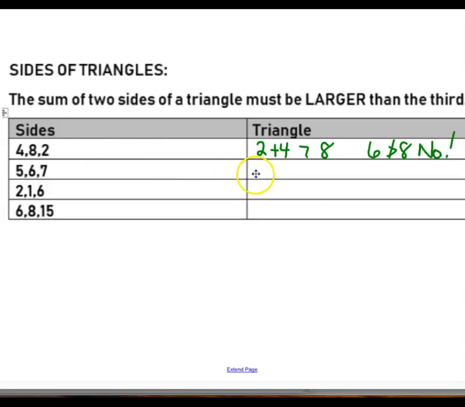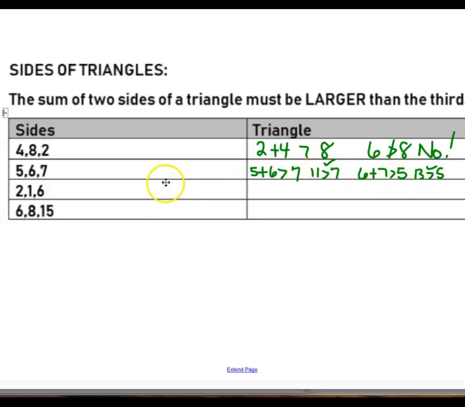Then we have 5, 6, and 7. So we're going to start with the two smallest. So we say 5 plus 6 is greater than 7. And we know it is because 11 is greater than 7. So we try the next combination. 6 plus 7 has to be greater than 5, which we know 13 is greater than 5. So that is good as well.